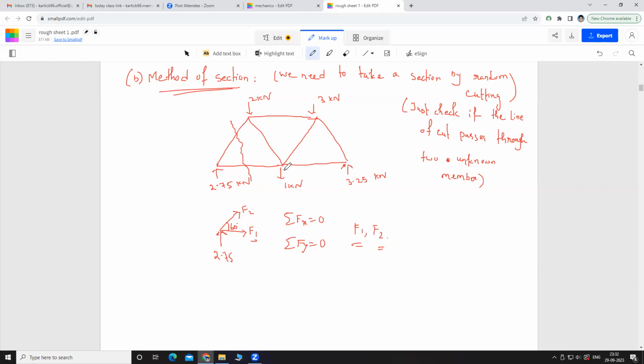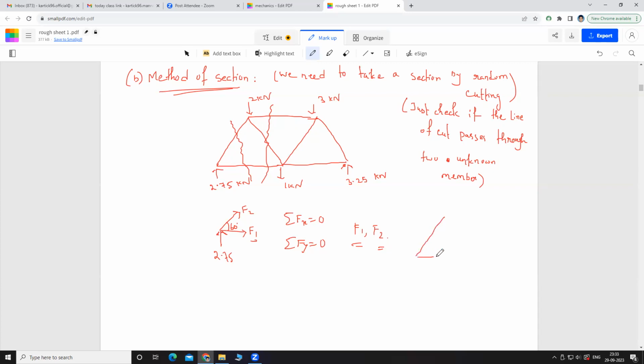Now what we will do, we will cut from another section and we need to check if the line of cut is passing through only two unknown members. So if we cut from here, it is passing through three members. Actually, this one is unknown, this one is unknown, and this one you already found from cutting here. So this one is known now. So these two are the unknowns, right? So let us draw the section after doing the cutting operation.